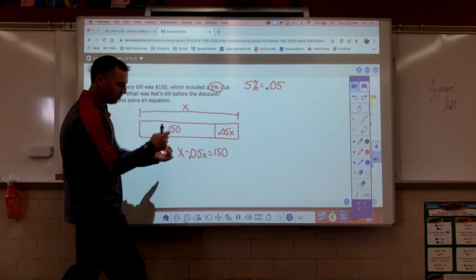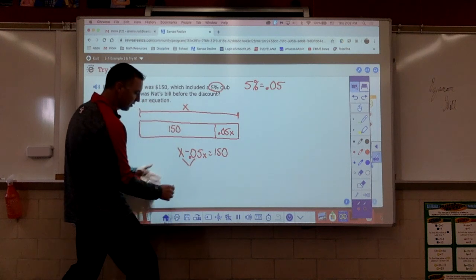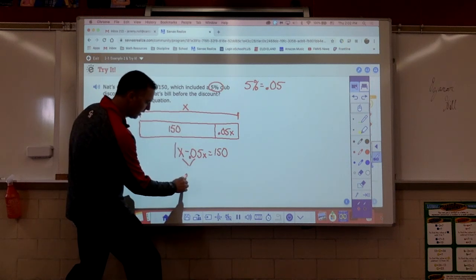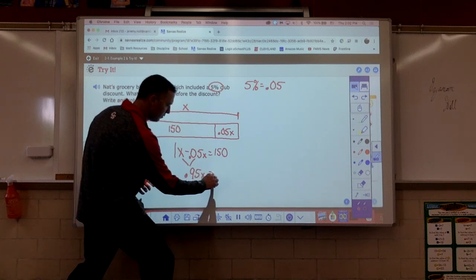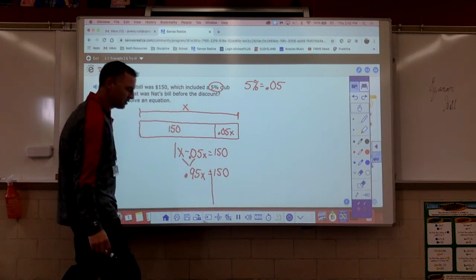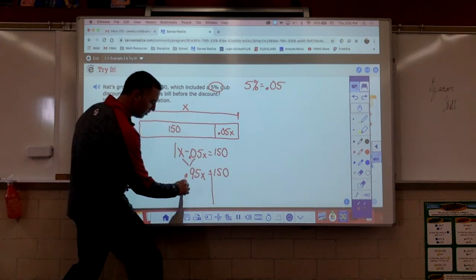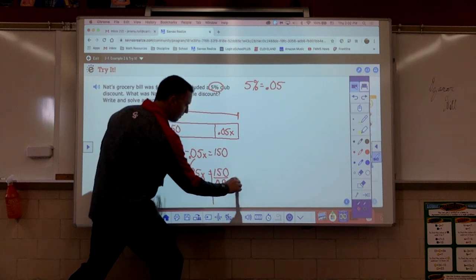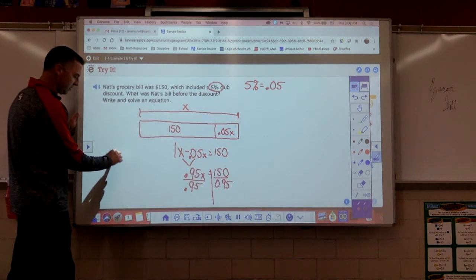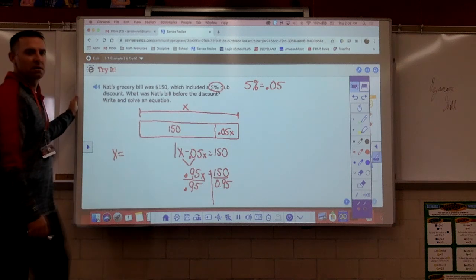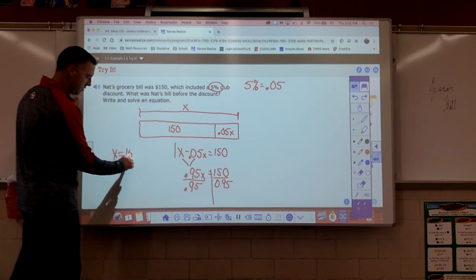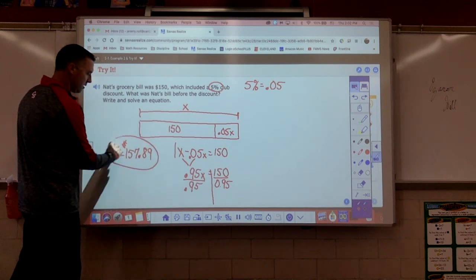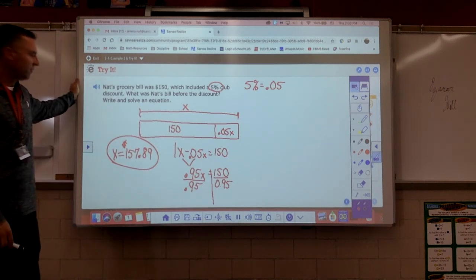Step 1, if there's multiple terms with the same variable, we combine those like terms. Well, once again, no coefficient. Yeah, there is. It's 1. Combine them together. We got 0.95 times x equal to 150. Last step to solve this. Here's your coefficient, multiplying the variable, inverse operations. Divide by the 0.95. Mr. Fricky's calculating this bill. $157.89. That bill before the discount was $157.89.